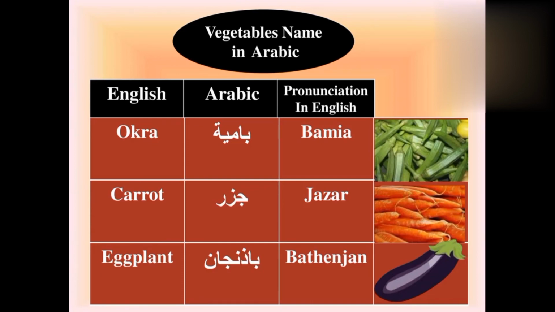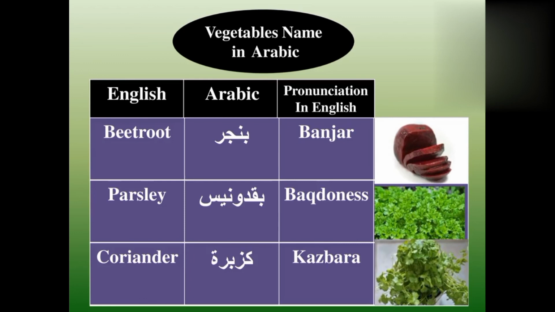For carrot we use in Arabic jazar. Jazar means carrot. Now see eggplant. For eggplant we use in Arabic badanjan. Badanjan means eggplant. Now see beetroot. For beetroot we use in Arabic banjar. Banjar means beetroot. Now see parsley.